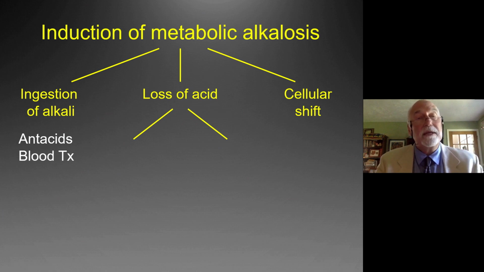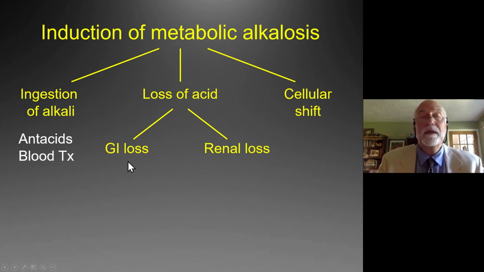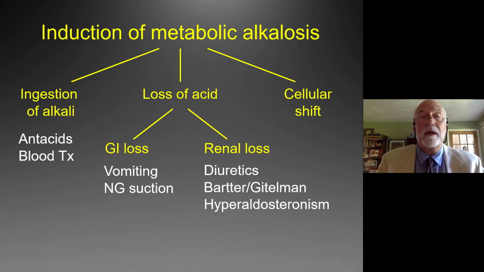A lot of blood transfusions due to the citrate that's used to preserve the blood will also contribute to the development of a metabolic alkalosis. So it's not really an ingestion, but it's an administration through the blood. You can have GI and renal losses of acid. Most commonly would be vomiting and NG suction. These are similar because it's loss of hydrogen chloride.